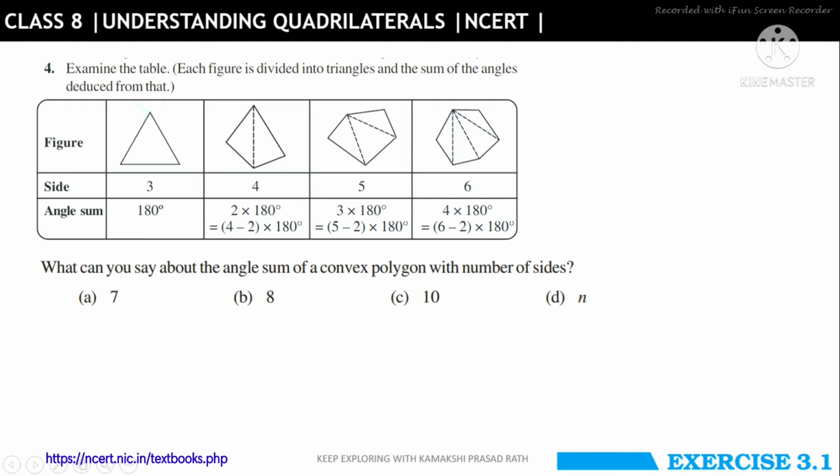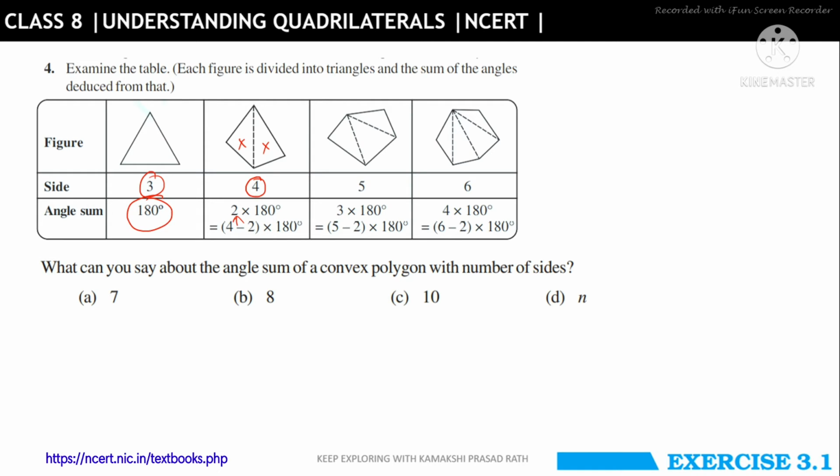So let's see the next question. Here it says to examine the table. Each figure is divided into triangles and the sum of the angles is deduced from that. As you can see here, figure 1 is a triangle, it has three sides, so the sum of the angles is 180 degrees. Now we can see the next figure. It's a quadrilateral. It has been divided into two triangles. So here, if the number of sides is 4, the formula they are using is 2 into 180 degrees. How do we get 2? Just 4 minus 2 is 2 here.